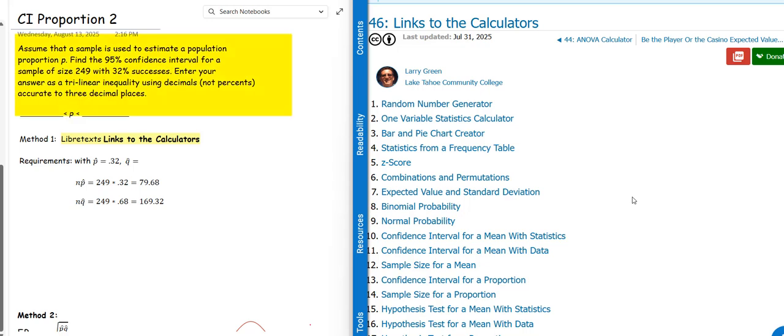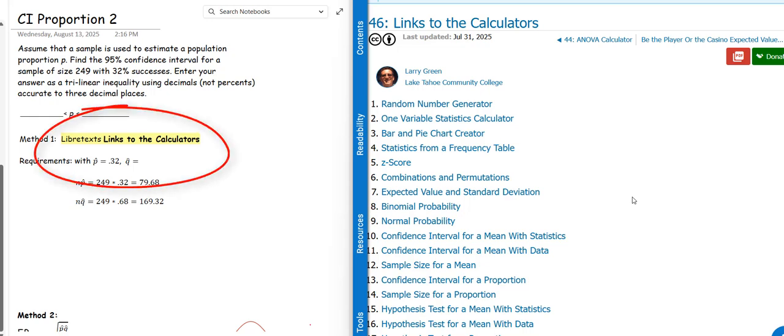Assume that a sample is used to estimate a population proportion P. Find the 95% confidence interval for sample size of 249 with 32% successes. I'm going to show you two ways to do this. The first way is using the LibreText calculator.